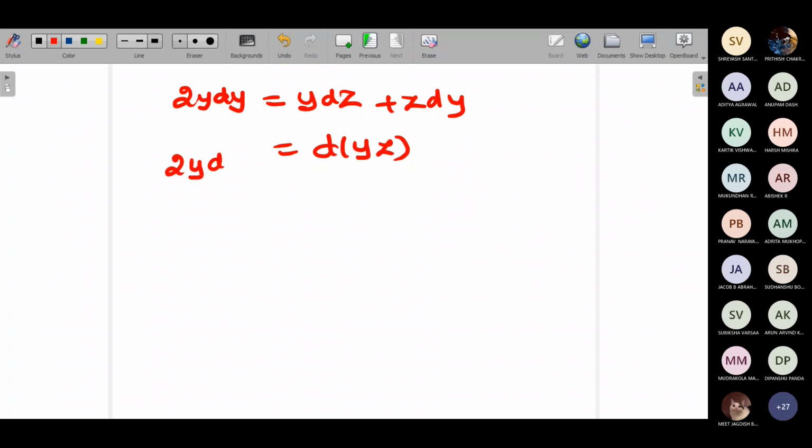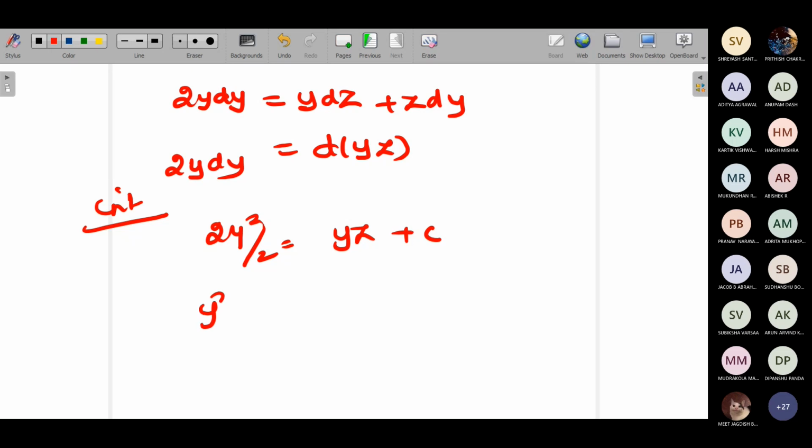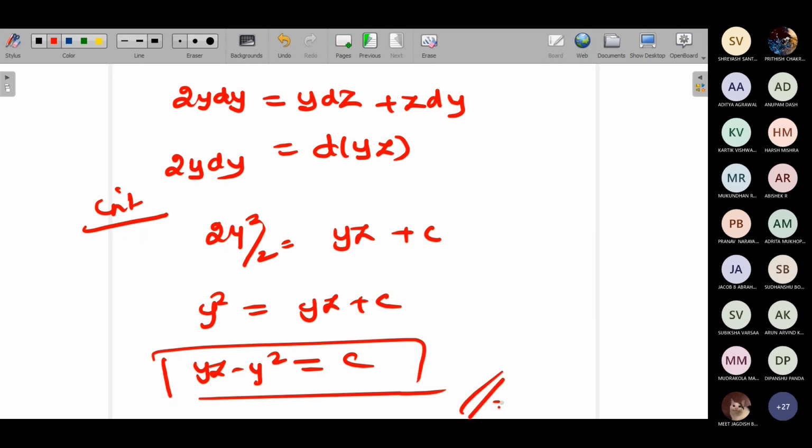This is normal 2 into dy. On integration, once you integrate this, you'll get 2y square by 2 is equal to yz plus the integration constant c. So you'll get y square is equal to yz plus c. Or you can even write it like this: yz minus y square is equal to some c. You can even take that constant as c2. However you want, you can write down.